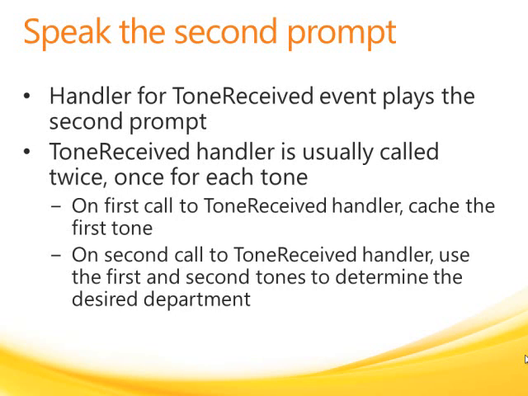A global variable, underscore cached tone, is used to store the first key press and to determine whether the handler has been called before. If the handler has previously been called, the logic in the event handler retrieves the new tone and uses the new tone and the cached tone from the previous call to the event handler to prepare a transfer prompt, telling the user which department the call is being transferred to.